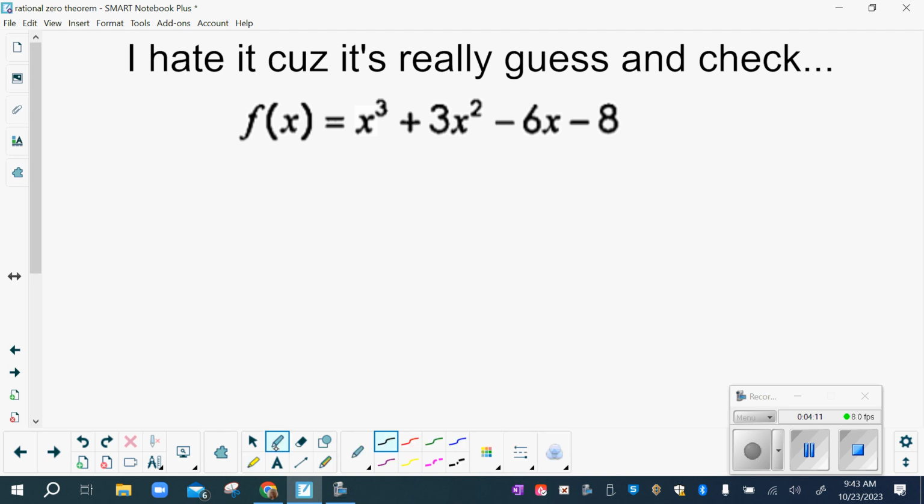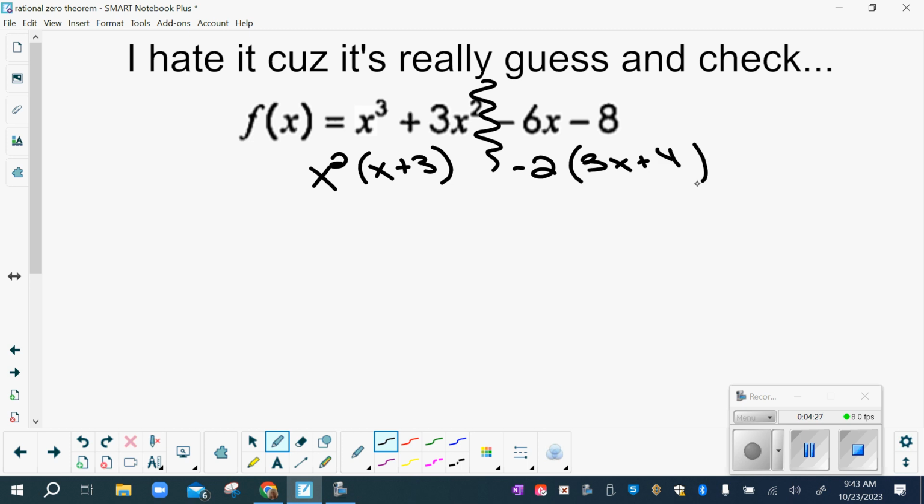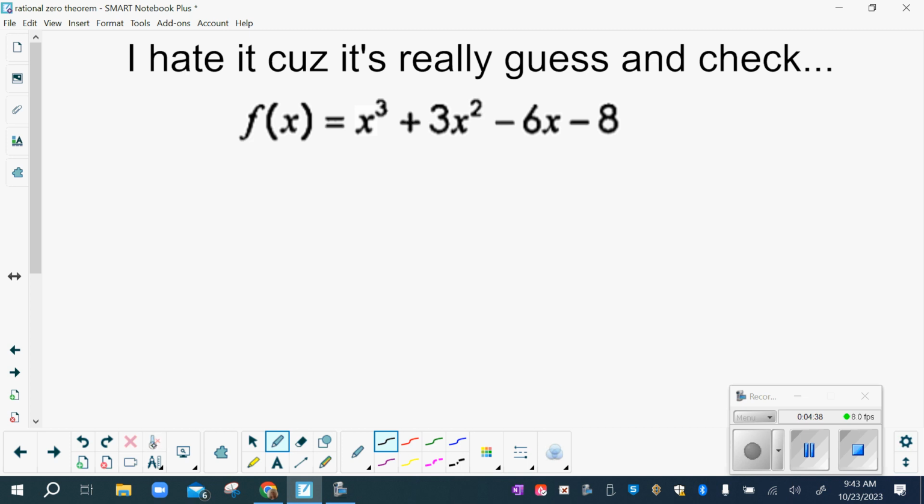Well, maybe I'm going to give it a shot. I'm going to take out an x squared, and I'm left with x plus 3. That feels pretty good. I'm feeling pretty happy. I'm going to take out a negative 2. I'm feeling pretty happy. But look at this. They don't match. So that didn't work. So now I'm stuck with guessing and checking, right? Now I have to guess. But I do not want to just guess a bunch of random numbers. So here's what I'm telling you.